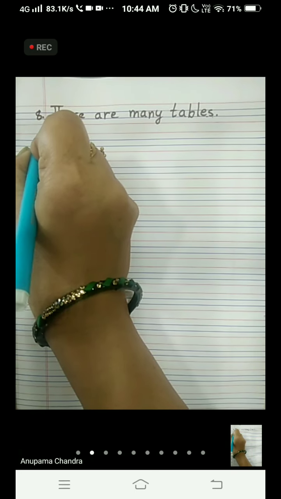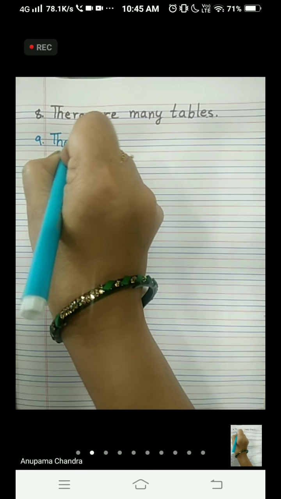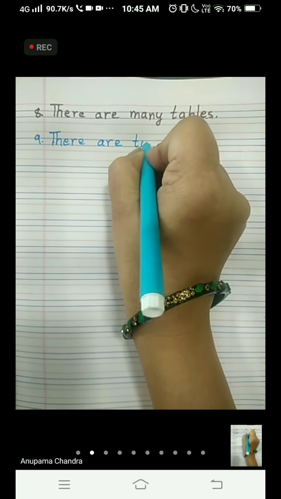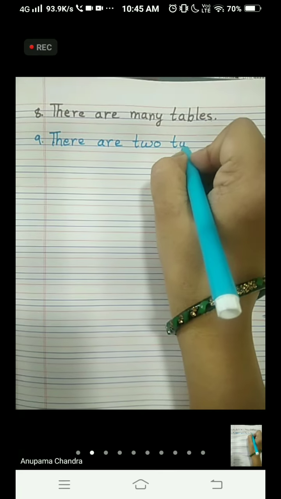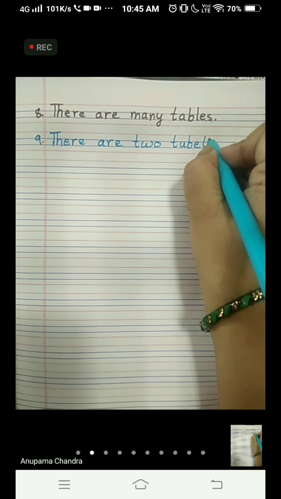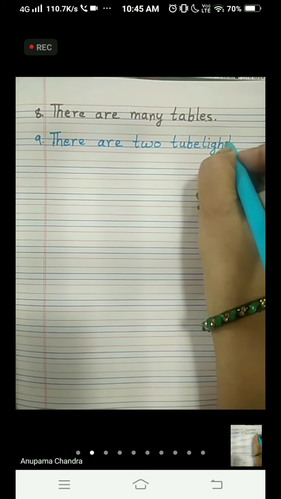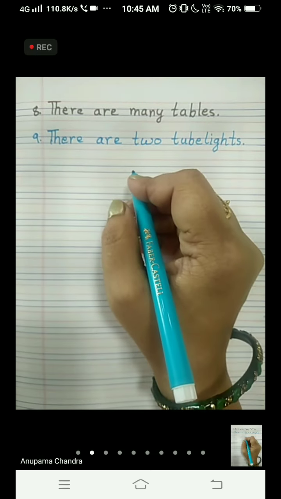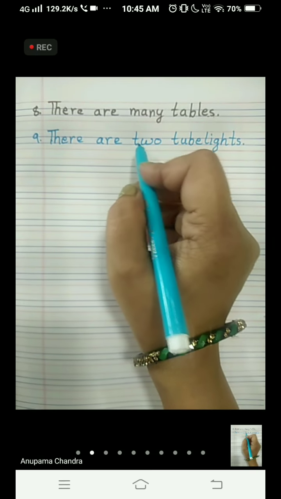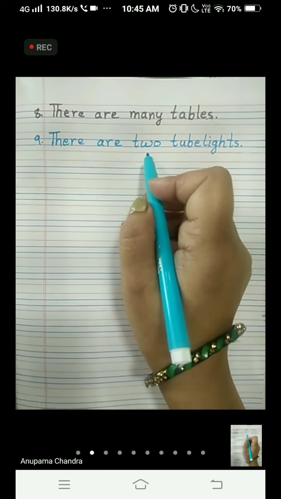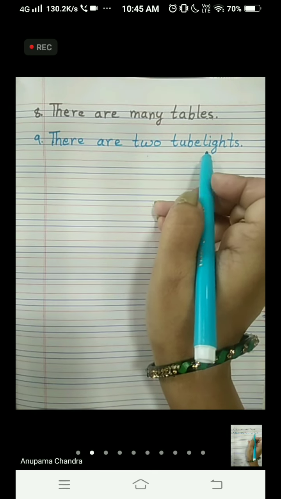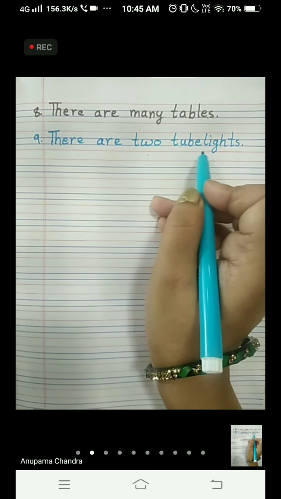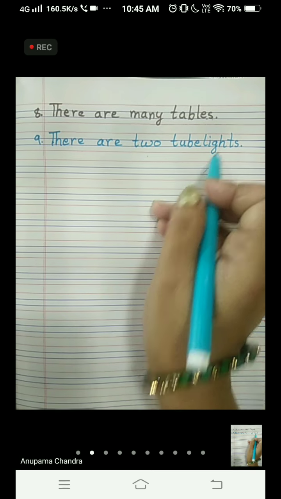And our 9th sentence is, there are 2 tube lights. Okay, we can see there are 2 tube lights. We have counted. There are 2 tube lights in the classroom. So we have written 2 tube lights, and 2 is more than 1. So we will start the sentence with there are. There are 2 tube lights. Okay.